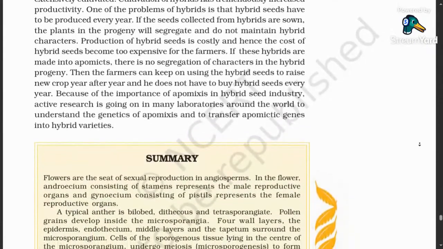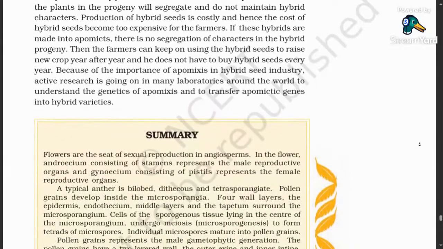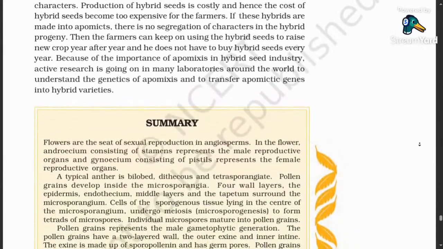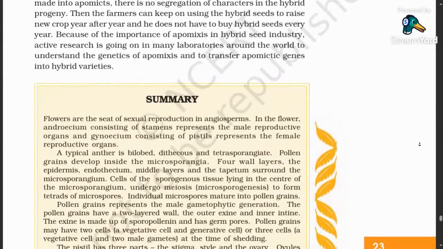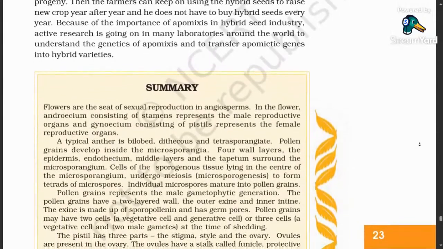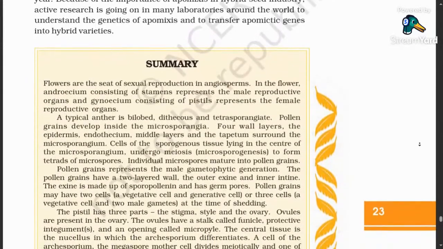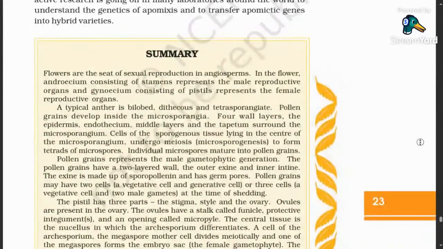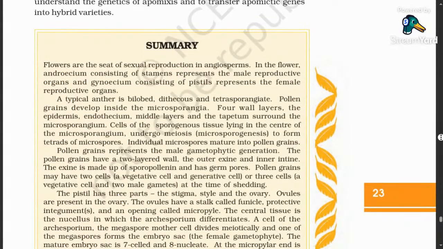If these hybrids are made into apomicts, there is no segregation of characters in the hybrid progeny. Then the farmers can keep using hybrid seeds to raise new crops year after year, and he does not have to buy hybrid seeds every year. Because of the importance of apomixis in the hybrid seed industry, active research is going on in many laboratories around the world to understand the genetics of apomixis and transfer apomictic genes into hybrid varieties.